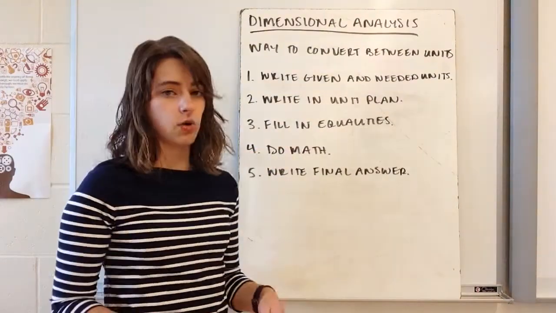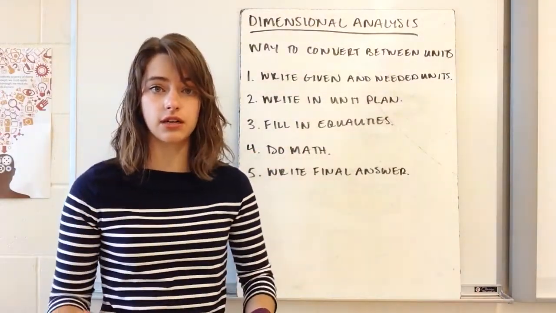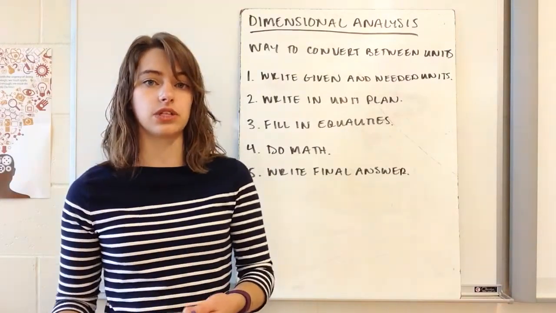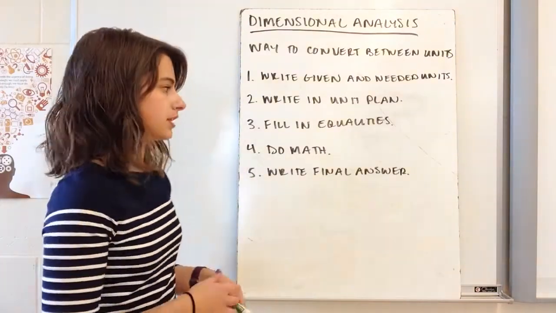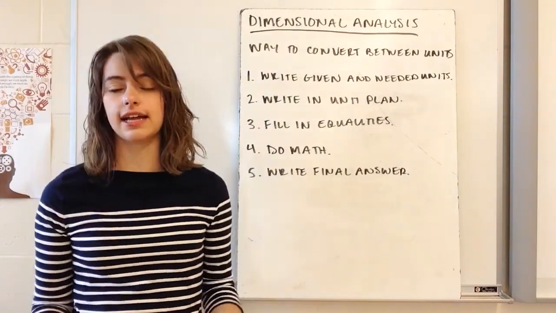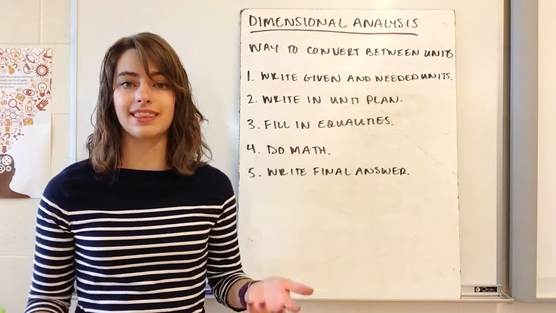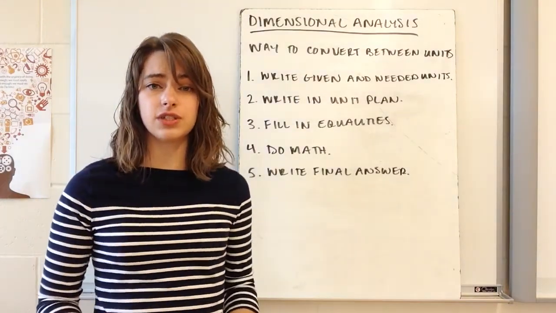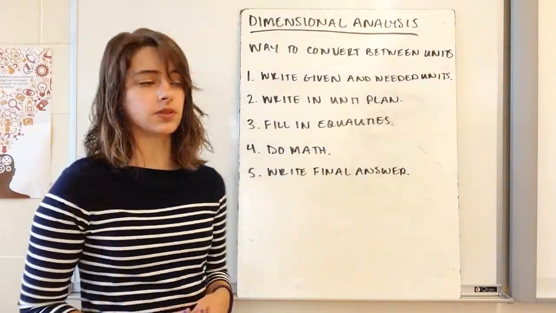Then we're going to fill in the equalities, so then you're going to actually put the numbers in. So for grams and kilograms, for example, we know that there are 1,000 grams in a kilogram, so we put the numbers in. Step 4 is to do the math, and then our last step is to write the final answer, making sure that we include units. So I know this is confusing. Let's walk through a couple examples.